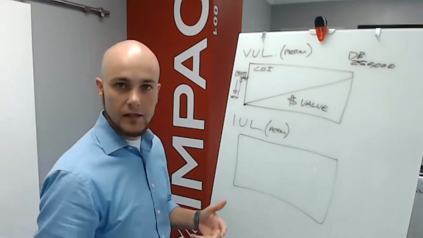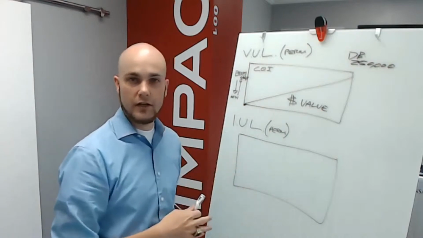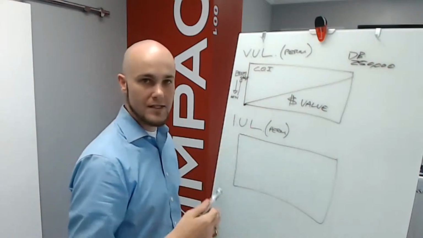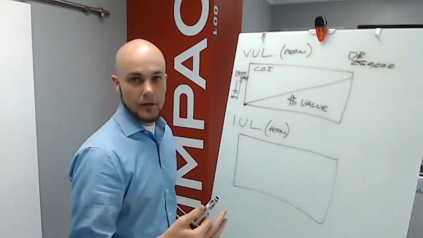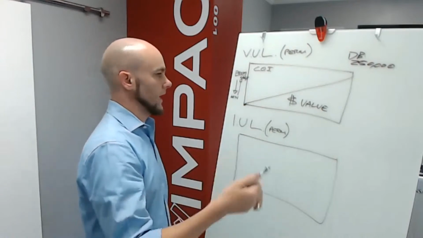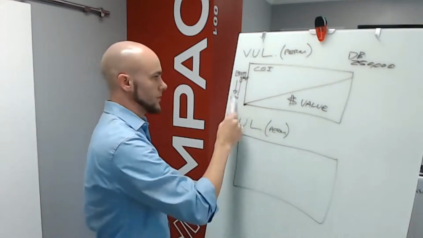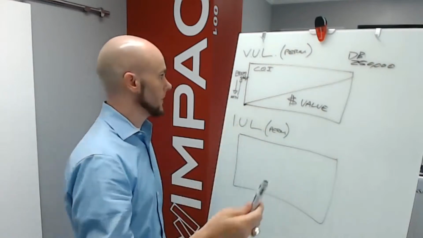And then you have your maximum that can go in, which in the first few years is called the 7-pay premium. We'll talk about this on another video when we dive into depth on these. The 7-pay, or the annual guideline premium. But it's basically, you have a minimum and a maximum.